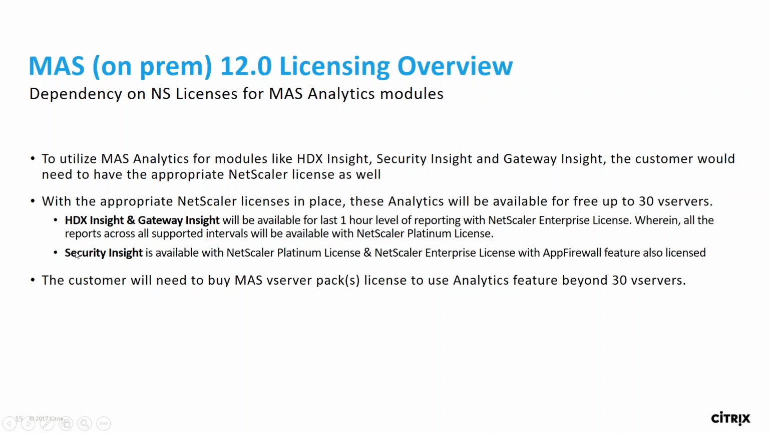Similarly, in case of Security Insight, apart from the MAS license, on NetScaler you would require the NetScaler Platinum license or the NetScaler Enterprise license with the App Firewall feature licensed. So just a point to note that you will need to buy MAS vServer packs only if you want to utilize the analytics features beyond 30 vServers.